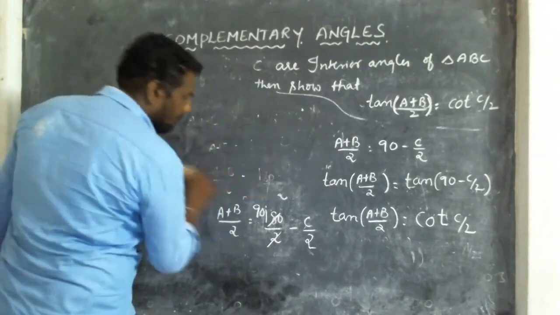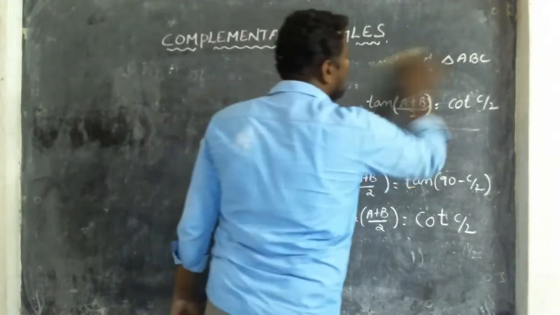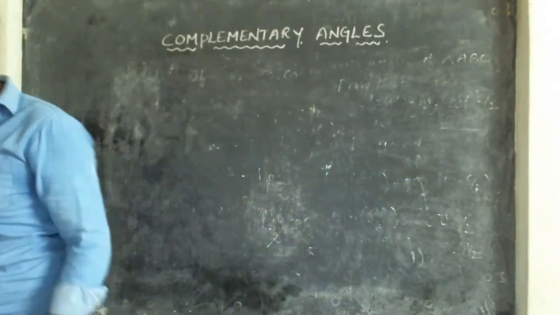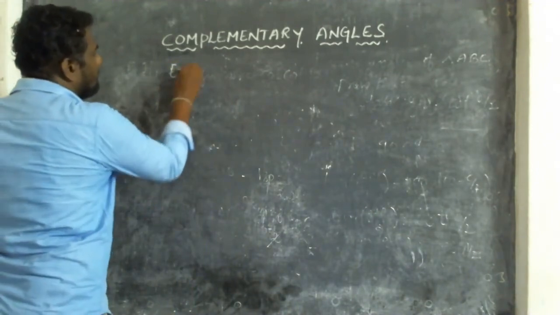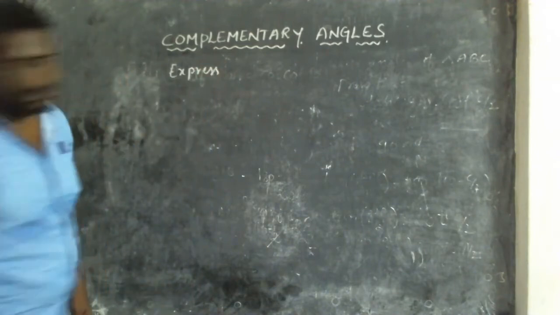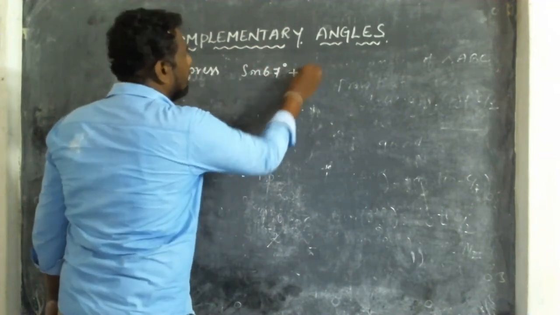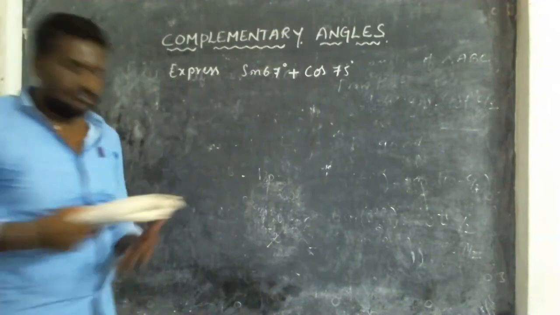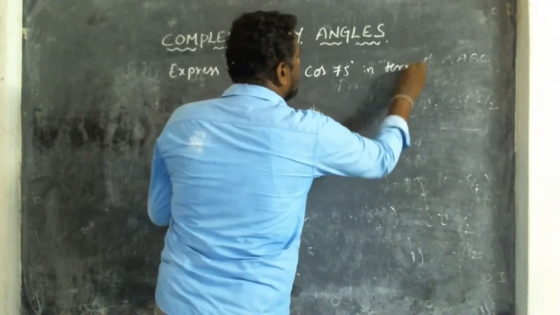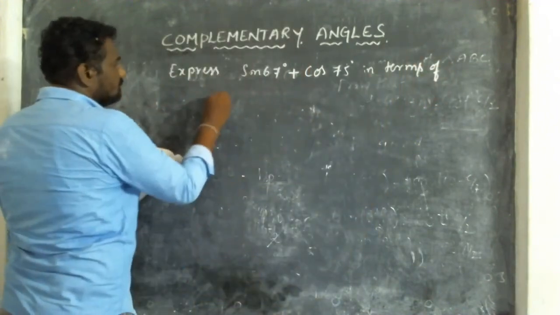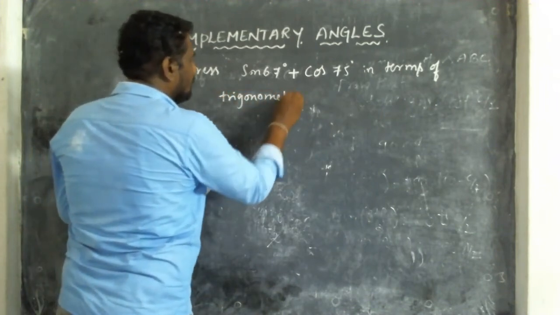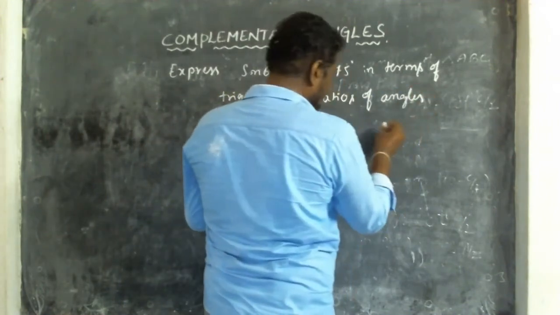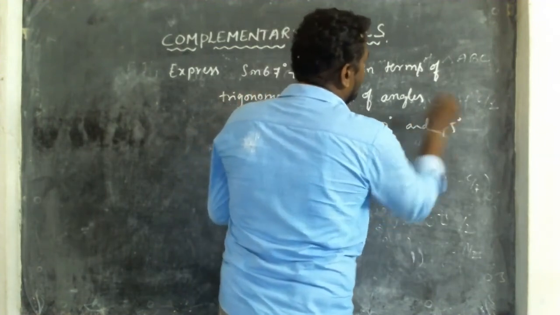Now we'll go for one more problem. Express sine 67 degree plus cos 75 degree in terms of trigonometric ratios of angles between 0 degree and 45 degree.